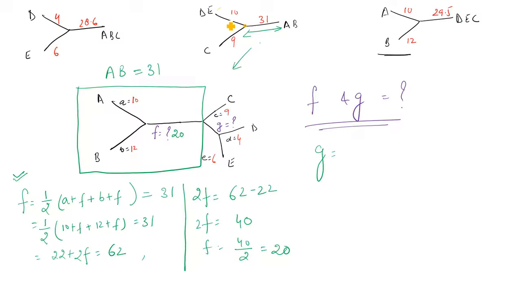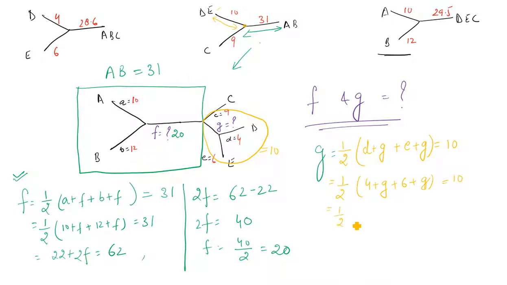So this total branch length was 10. So how will we calculate this? Again, the formula is the same: 1/2 (D + G + E + G) equals 10. Here, D value was 4, so 1/2 (4 + G + 6 + G) equals 10.